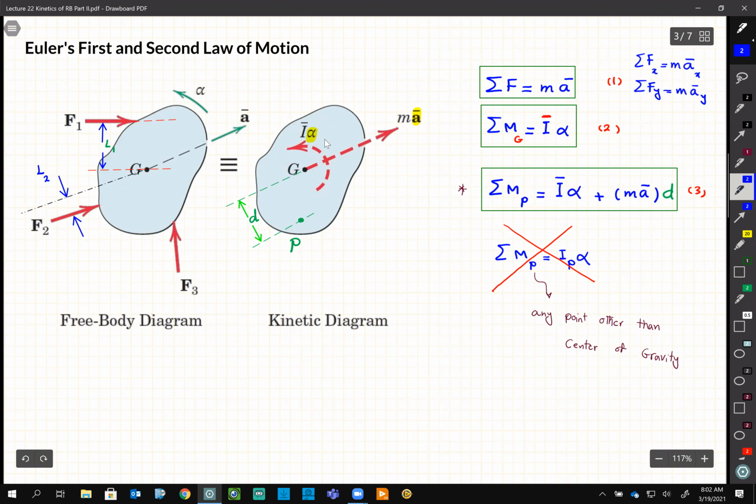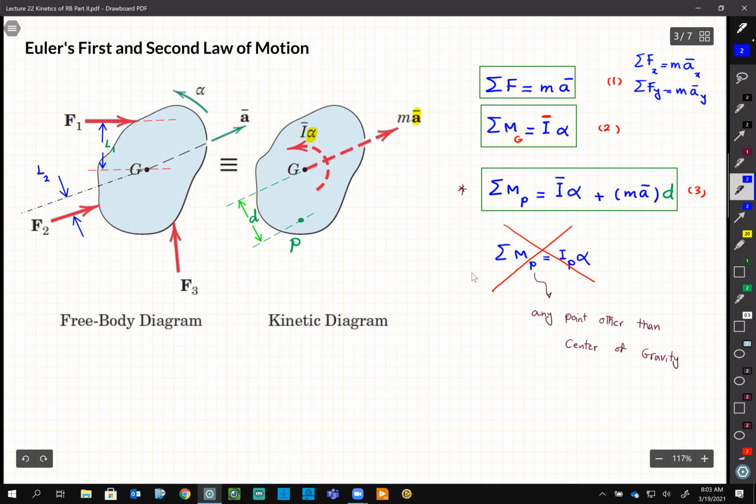And then we said sometimes we need to calculate the moment about another point other than the center of gravity, like point P. In that case, the formula changes. The first part is similar: the sum of the moment about point P is I bar alpha, still it is I bar. And then there is an extra term, M A bar, whatever A bar is, multiplied by D. And again, you can break it down to x and y.